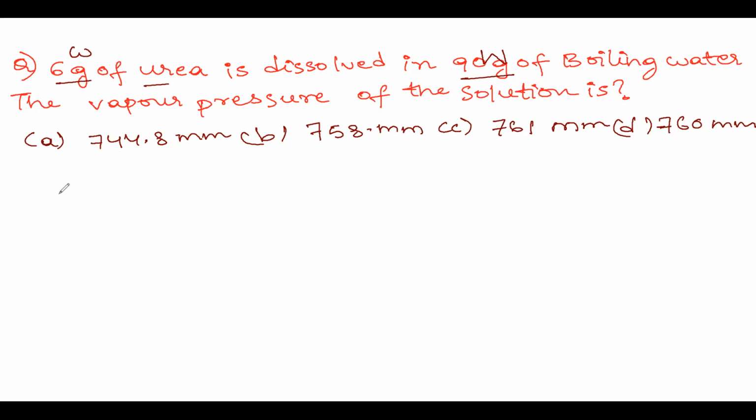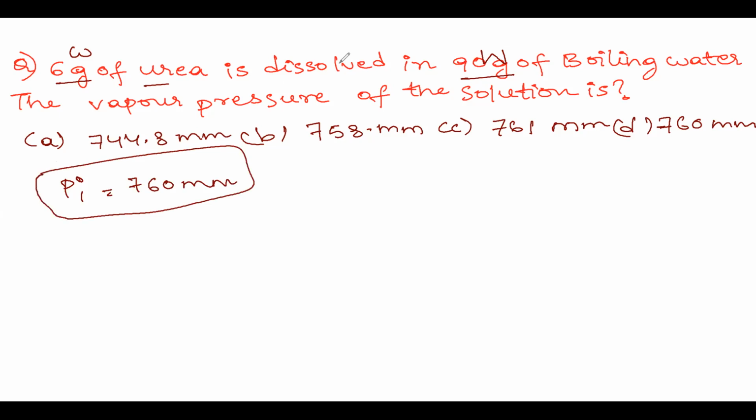So P1 naught is equal to 760 mm. You have to remember this, because they will not give the vapor pressure of pure water. So the vapor pressure of water is 760 mm. So naturally it should decrease. So the answer will be either the first option or the second option, because it cannot be the third option, which is slightly higher than 760, and the fourth option, 760, is also not possible. So only A and B are possible. Now let us find the solution.